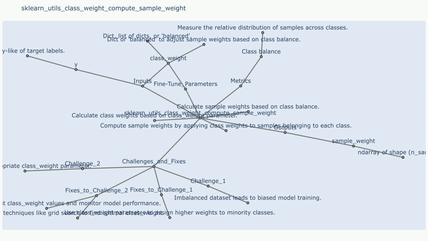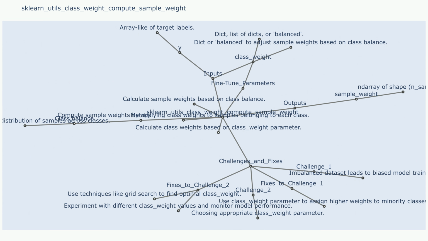Fixes. Use appropriate metrics. Focus on metrics like F1 score, AUC, or precision-recall curves to assess the model's performance on minority classes. Use stratified cross-validation. Ensure that the distribution of classes is maintained in each fold of cross-validation to obtain a more accurate evaluation.